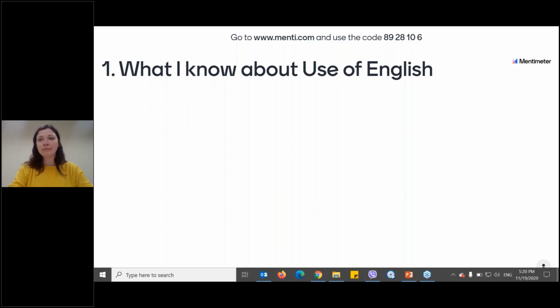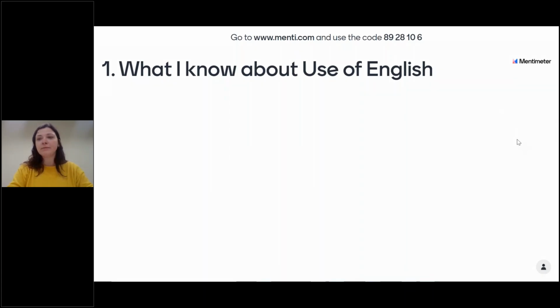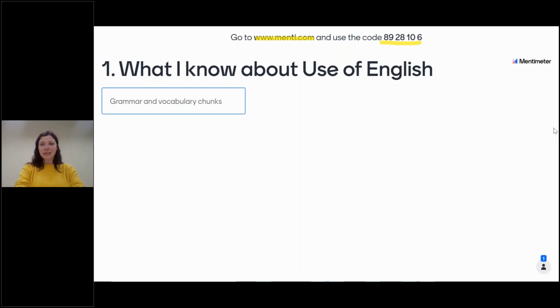What I know about use of English, the structure of these tasks. Maybe you already know, and I believe you do, some interesting tips for preparation, or how you encourage your students, how you motivate your students. So one more time, what you need to do is to visit the site menti.com. It's yellow now on your screens. Use the code and share your ideas.